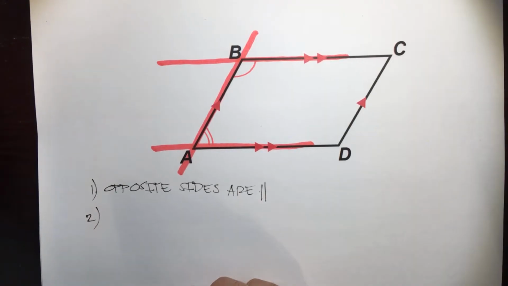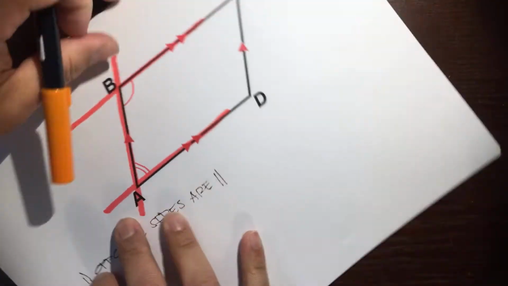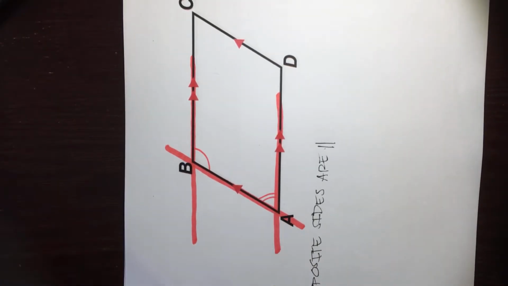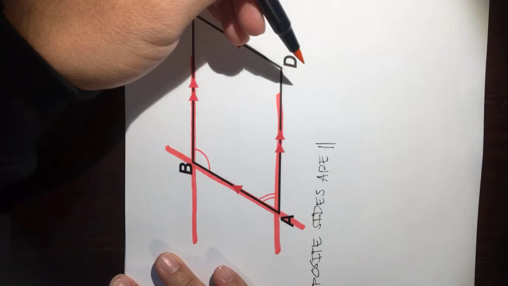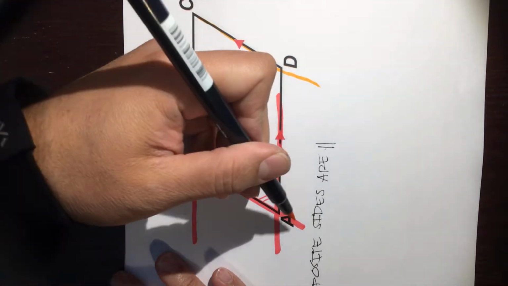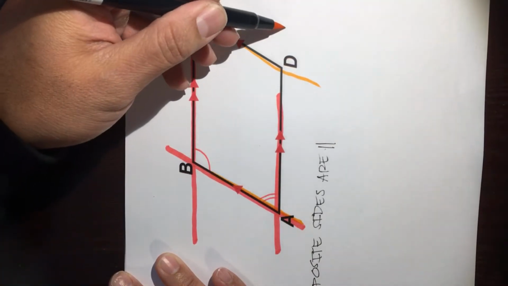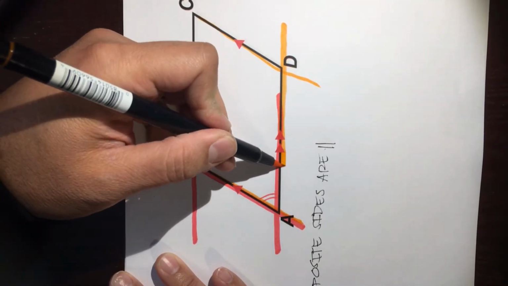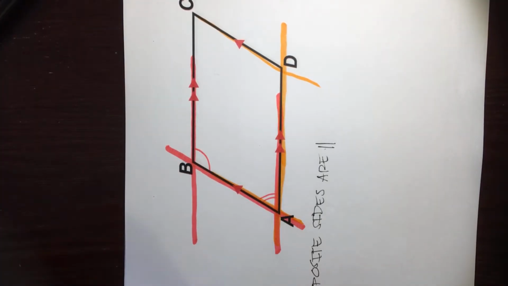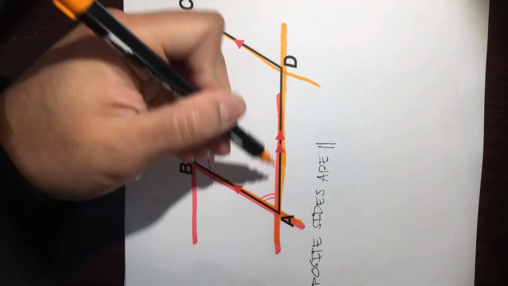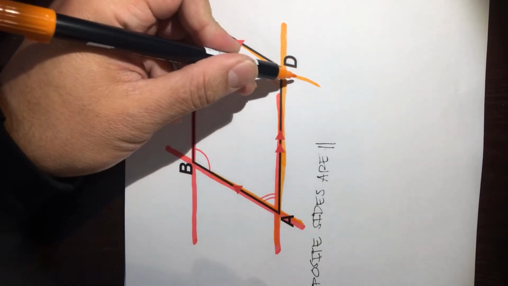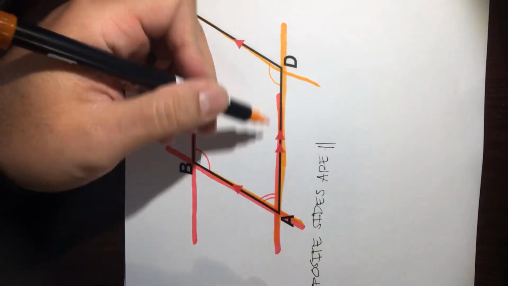But is that true about all of them? Well, let's rotate it this way. Now I'm going to take my different colored marker, and I am going to highlight this side right here, and this side right here and this side right here. And look at that. It looks like A and D are also consecutive interior angles, and because the lines are parallel, they are also supplementary.